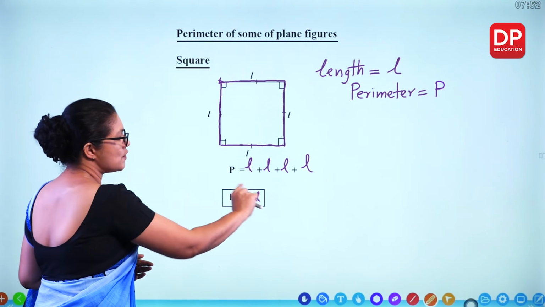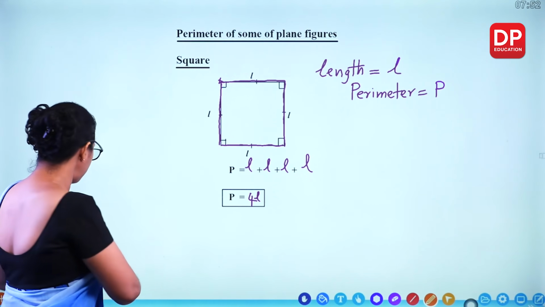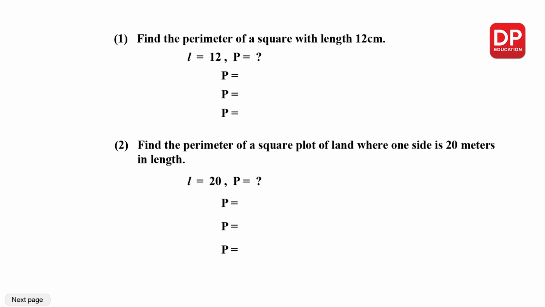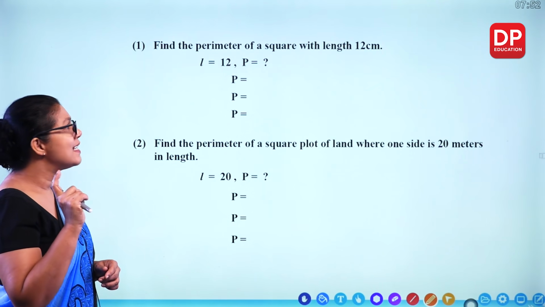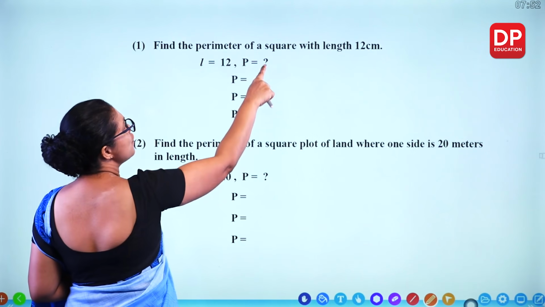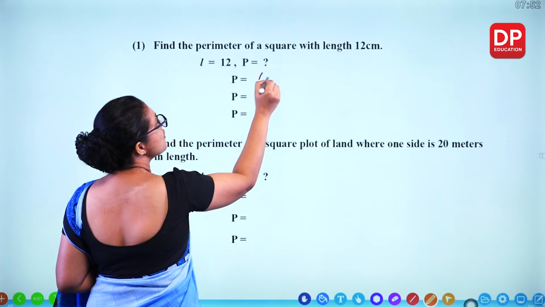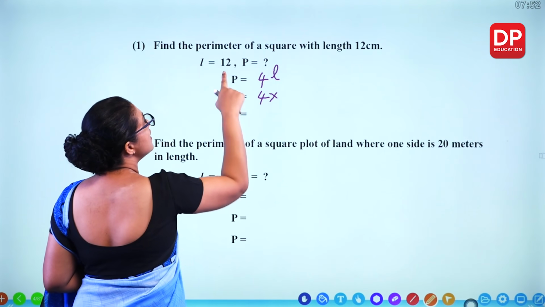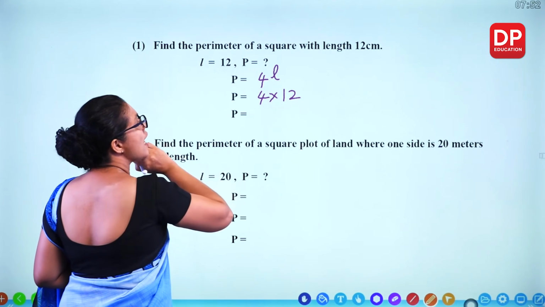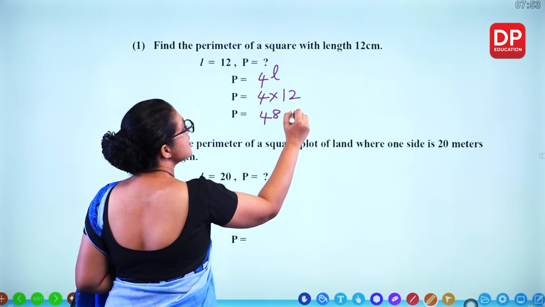So we can use this formula to find out the perimeter of a square. We'll use that in this question. Find the perimeter of a square with length 12. Now we know L is 12. We need to find P. P stands for perimeter. We can use the formula 4L, that means 4 times L. L is 12. 4 times 12, you get 48. What's the unit? That's centimeters.